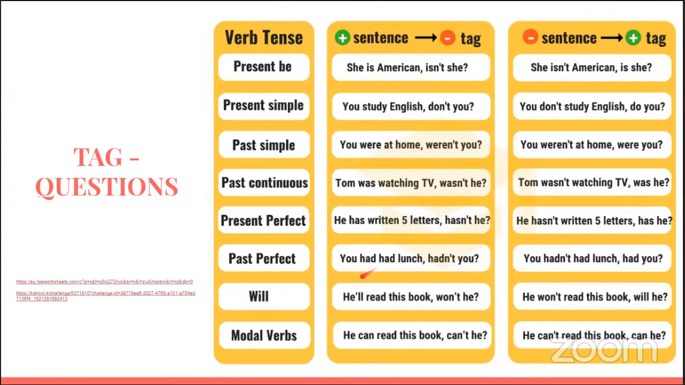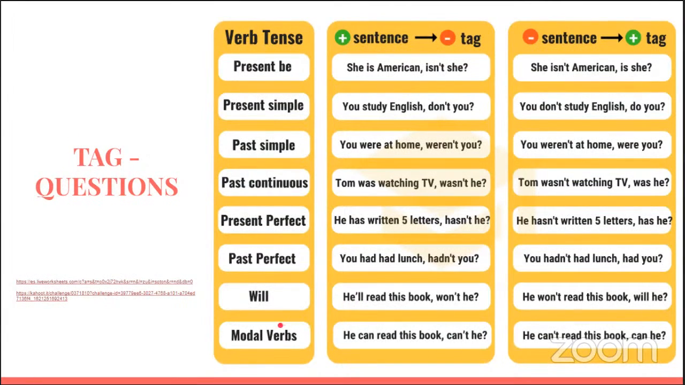That's why. And well, here with will, we know that we use will to express future time. So please, can you read the two examples? He'll read this book, won't he? He won't read this book, will he? Correct.